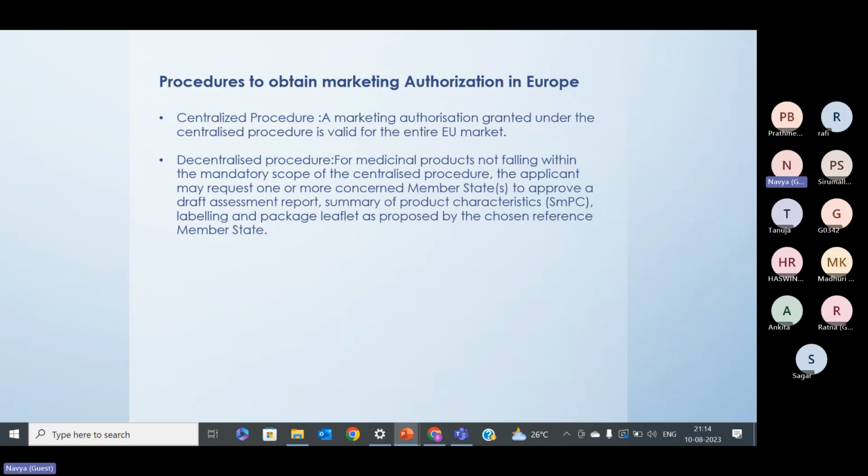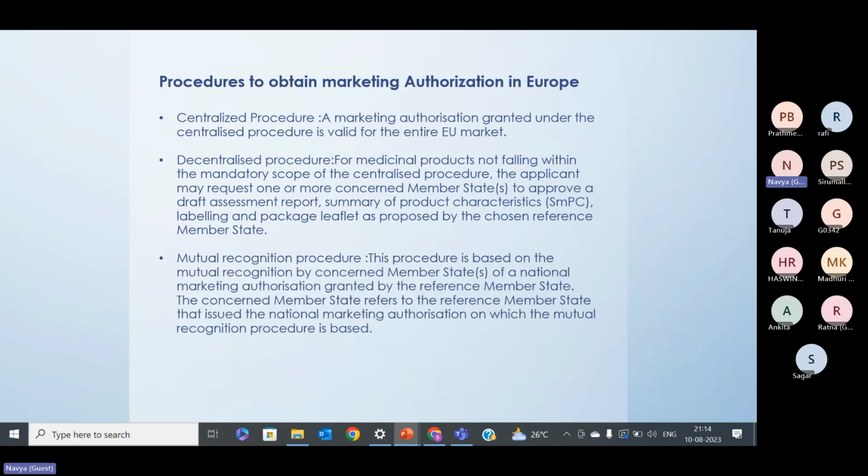Yes, welcome. So, in the decentralized procedure, we choose the RMS and CMSs. Then what we have is the mutual recognition procedure. This procedure is completely different, where in one of the European countries, we already have a national license. For example, in Europe, Portugal is the country where we have national authorization. This is the fourth one.